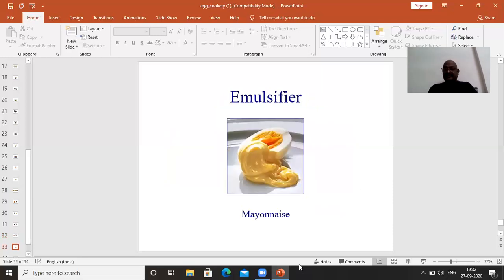Emulsification. As an emulsifier, eggs are used in making hollandaise sauce and mayonnaise. When you make mayonnaise, we add the oil and it emulsifies. So that's why the egg yolk is called an emulsifier. So eggs are also used as an emulsifier.